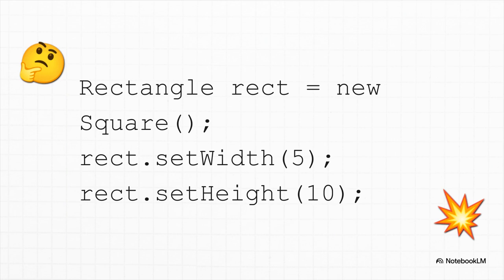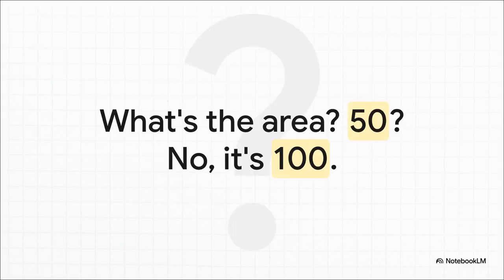In geometry, it makes perfect sense that a square is a special kind of rectangle, right? So we write code like this. We make a new square, but we tell our program, hey, just treat this like a rectangle. Then we set the width to 5 and the height to 10. Seems simple. So what do you think the area is going to be? You'd expect 5 times 10, so 50, right? Nope, the area is 100.